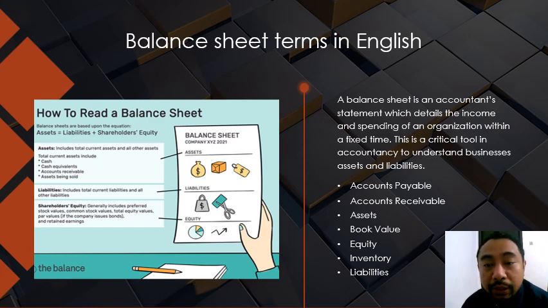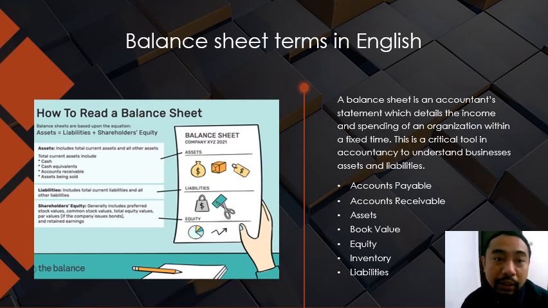Okay, the first term in the balance sheet is accounts payable. I will put accounts payable in a sentence. It will sound like: we currently have a large accounts payable list to our suppliers. Payable is money that is owed by a business to its suppliers. This is shown as a liability in the balance sheet.